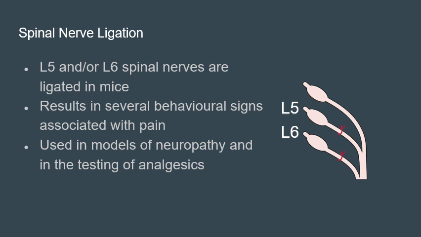Since its introduction in 1992, the spinal nerve ligation model has been widely used for research into neuropathic pain mechanisms and in screening for new analgesic drugs. The model involves tightly ligating the L5 or the L5 and L6 segmental spinal nerves in the rat. The operation results in long-lasting behavioural signs of mechanical allodynia, heat hyperalgesia, cold allodynia, and ongoing pain.